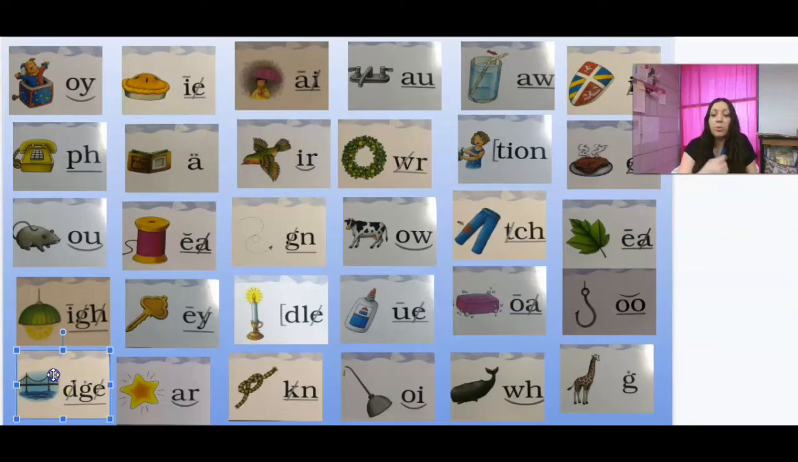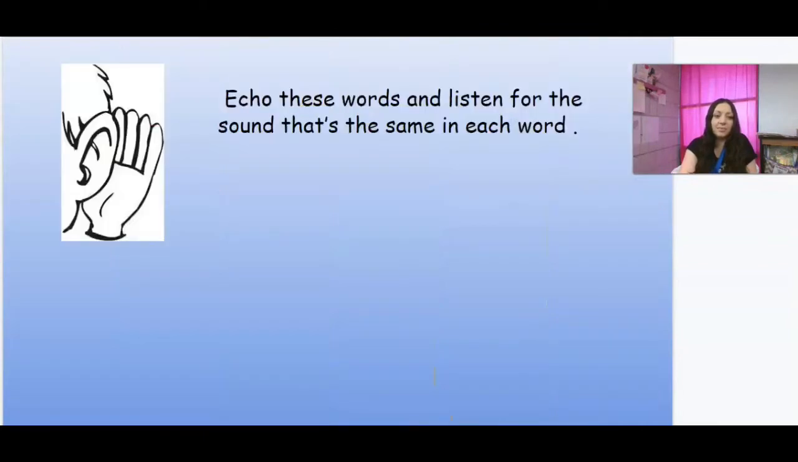digraph OO, bridge, J, trigraph DGE, star, R, combination AR, knot, ghost, digraph KN, oil, OI, diphthong OI, well, W, combination WH, and giraffe, J, softy, very good.